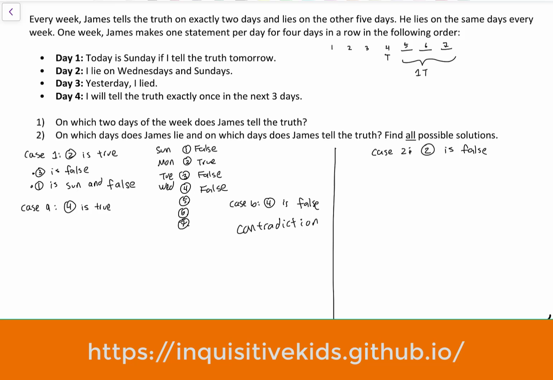But then this contradicts again, because if statement 4 is true, then we are directly contradicting what statement 2 says. Statement 2 says Wednesdays must be false. As you can see from both of our subcases, in case 1, we have invalid scenarios, and it all leads to contradiction. So we're going to have to look further in case 2.